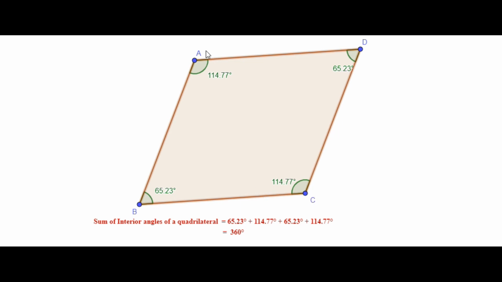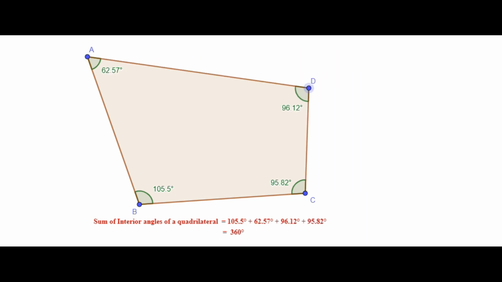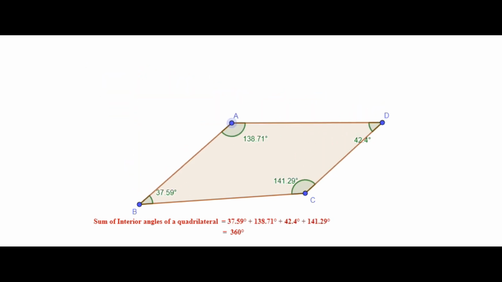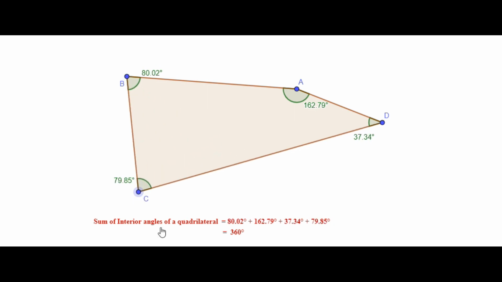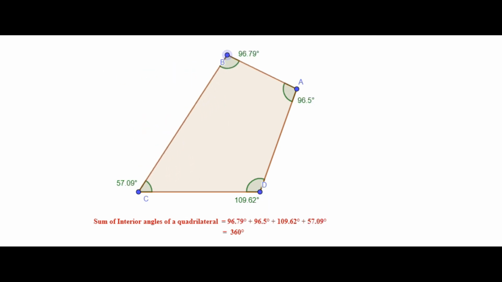But what about any kind of quadrilateral? Let me drag the quadrilateral a little and change it. So here we know that it is not a parallelogram anymore. The angles have changed: 105, 72, 67, 114. But if you add all four of them together, you still get 360 degrees. What about a quadrilateral like this? Well, the angles have changed, but the quadrilateral still has a sum of 360 degrees. And no matter what kind of quadrilateral I take, it is always going to be 360 degrees. You can see at the bottom, keep looking at the bottom, how the angles are changing, but the sum is always 360, no matter what kind of quadrilateral I make. See, here also it is 360.